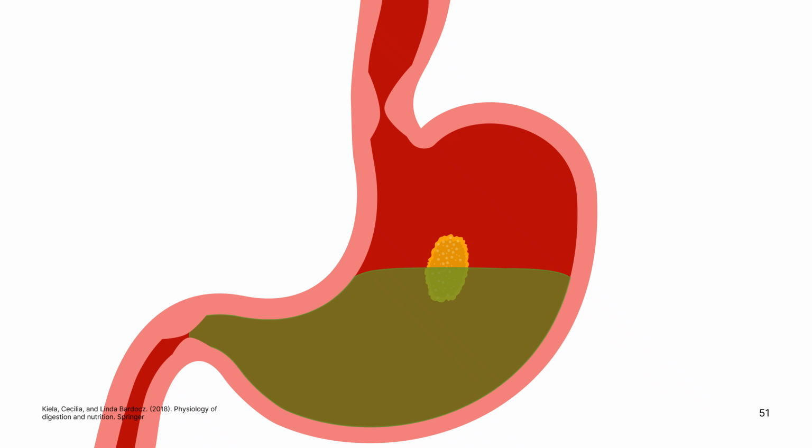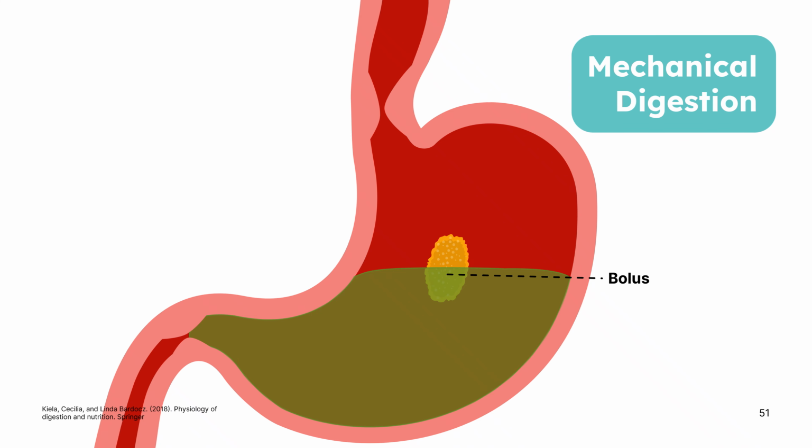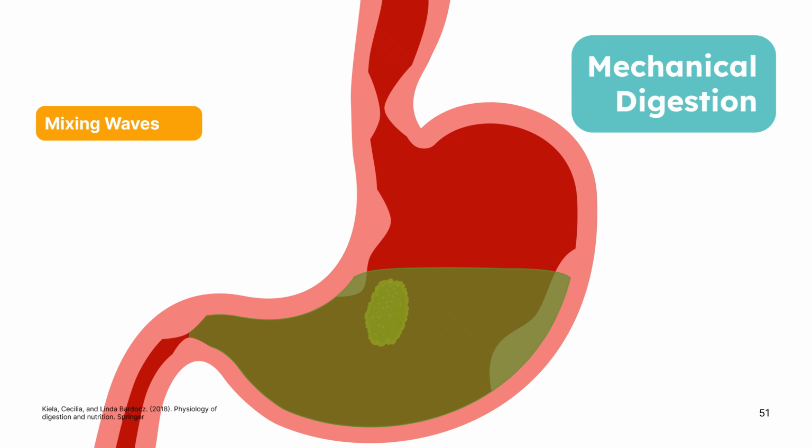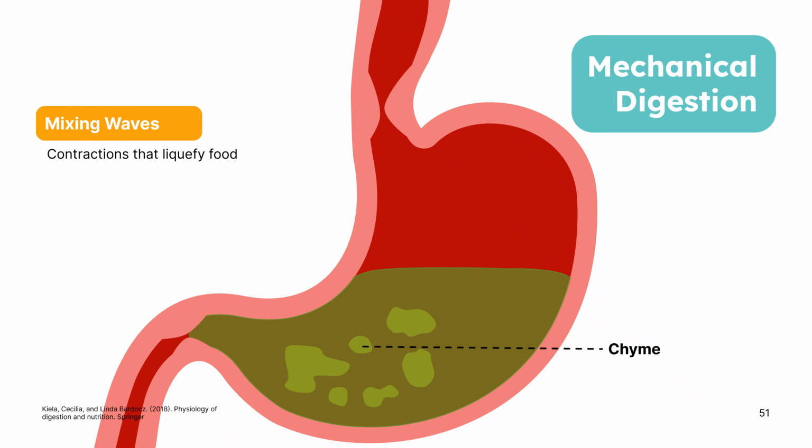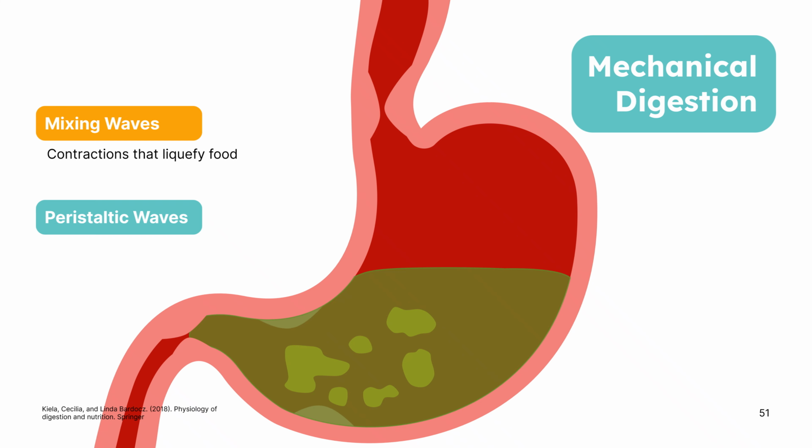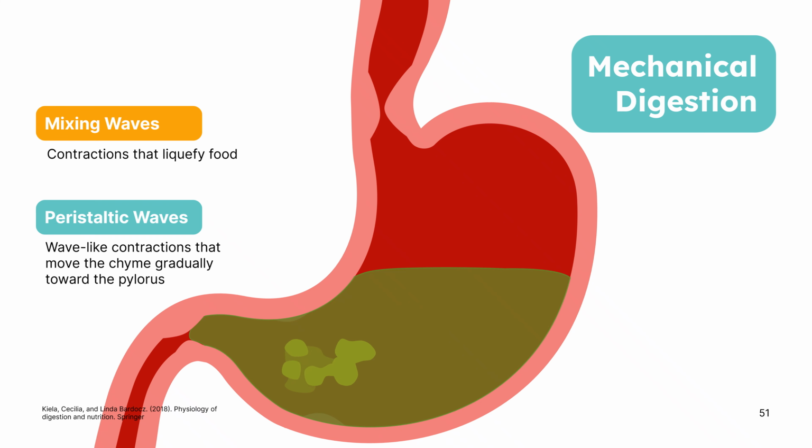In the stomach, mechanical digestion complements chemical processes to ensure thorough food breakdown. This is achieved through two main types of muscular movements. The first one is mixing waves, which are rhythmic contractions that liquefy food, transforming it into chyme. These waves blend food with digestive juices, maximizing exposure to enzymes for better digestion. Then, peristaltic waves follow to create wave-like contractions that move the chyme gradually toward the pylorus.